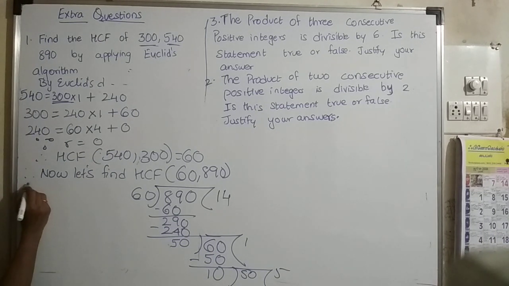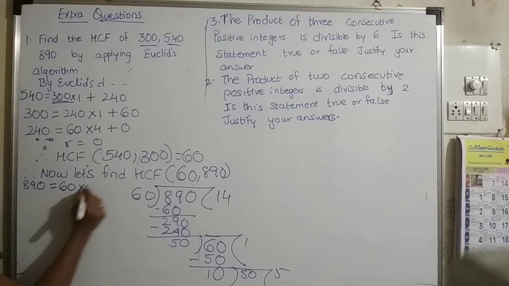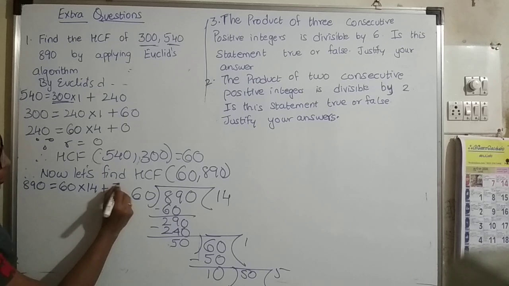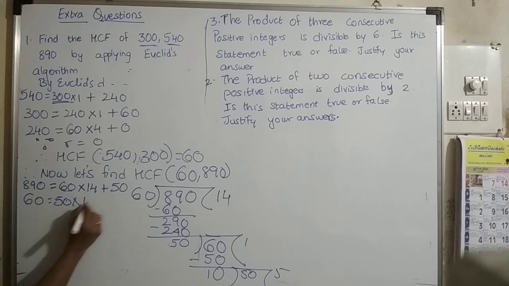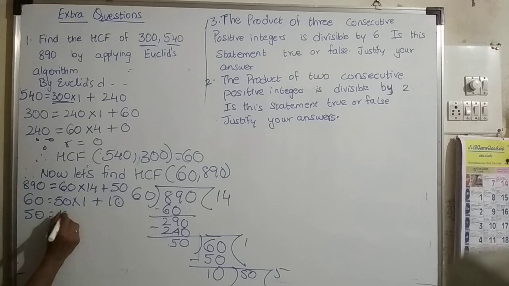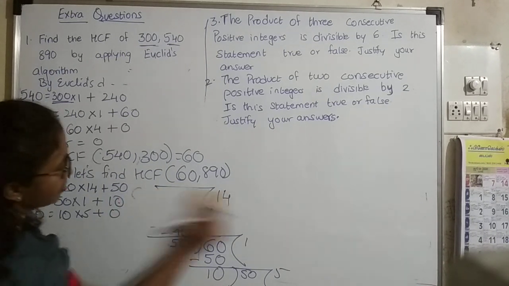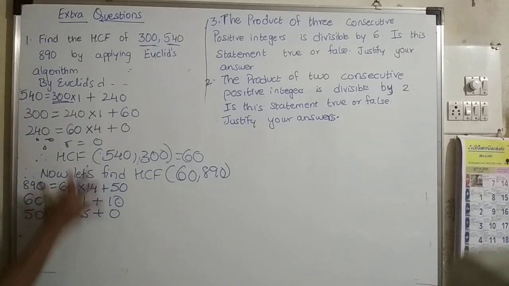So here we will write 890 is your A, your B is 60. So 60 into 14, you got the remainder as 50, correct? Then 60 equals 50 into 1 plus 10, correct? Now again 50 you took as a divisor, 10 5s are 50, remainder 0. You can do this division, but this is more important.